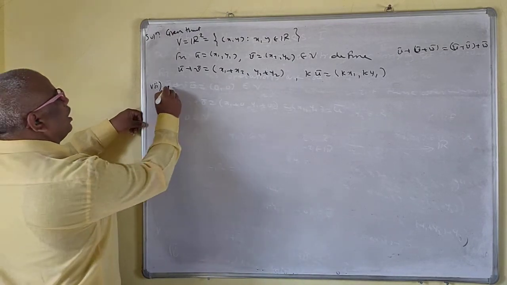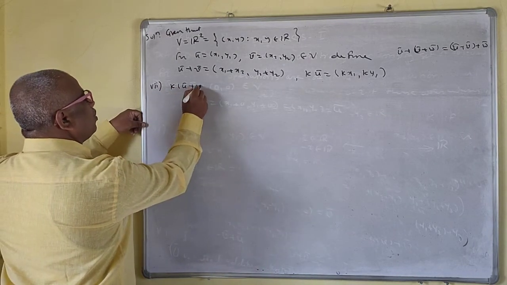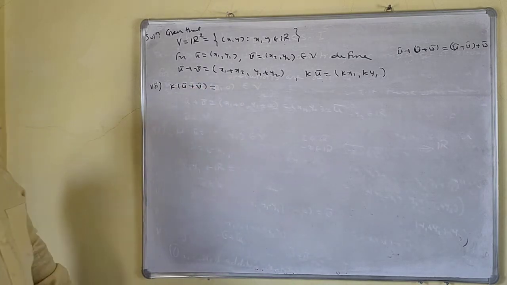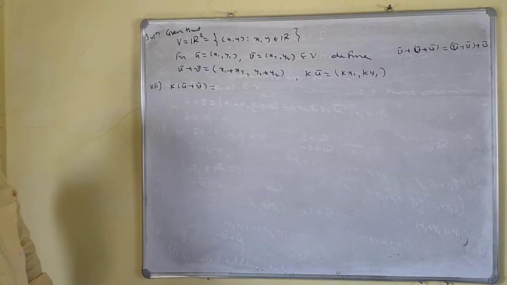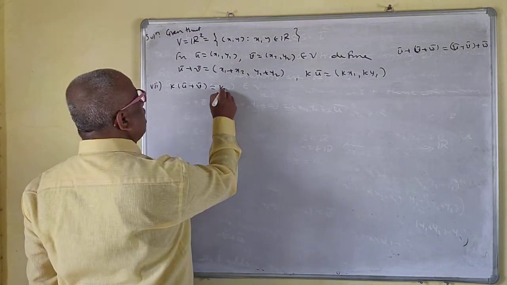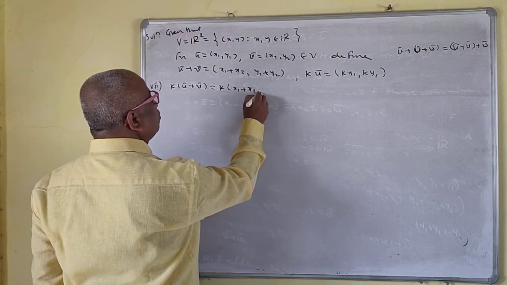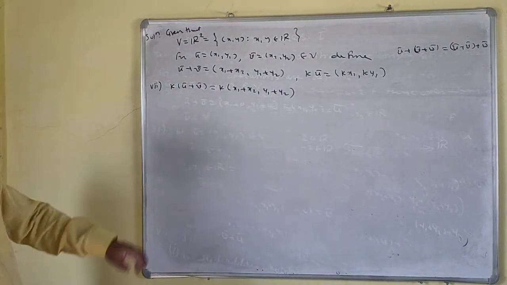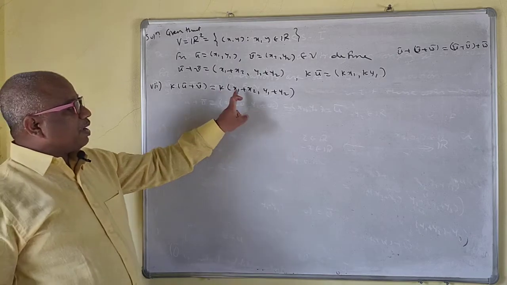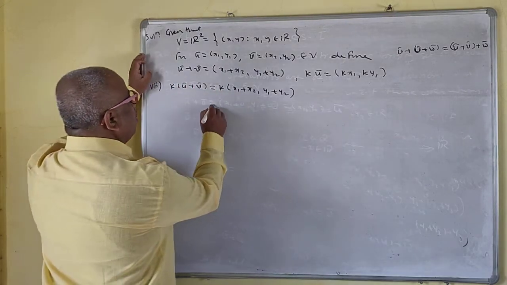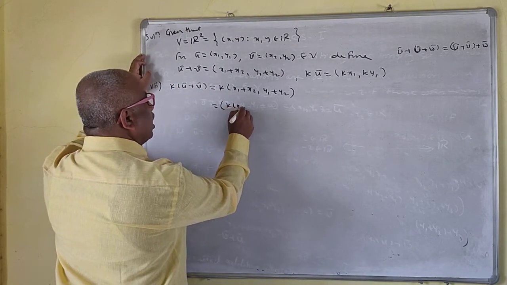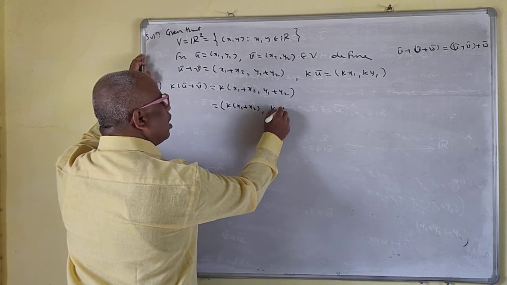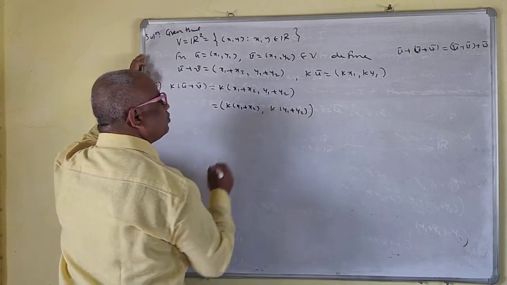It is k into (u bar plus v bar). What you have to prove is that this is equal to k u bar plus k v bar. So this is k into (x1 plus x2, y1 plus y2), by definition. Now you have to multiply by k, so you have to take k inside: (k(x1 plus x2), k(y1 plus y2)).